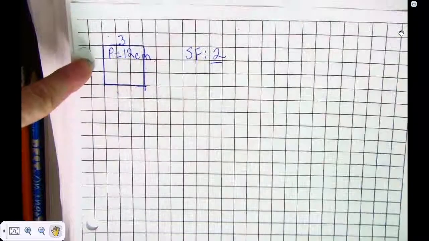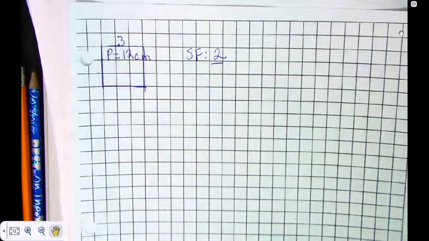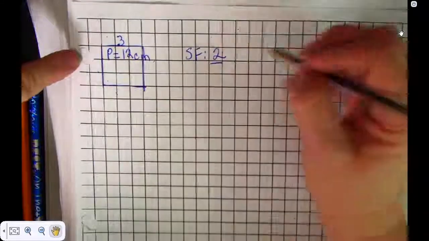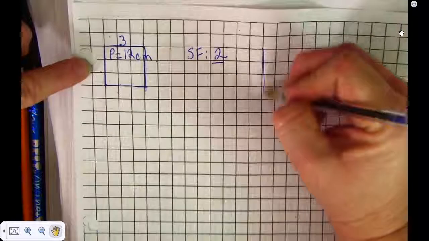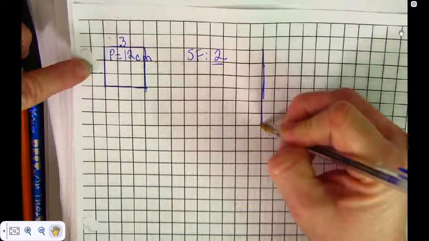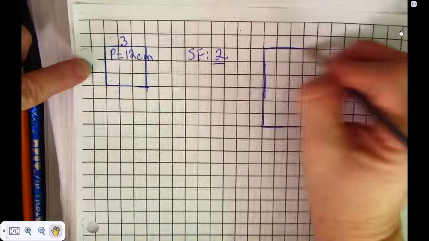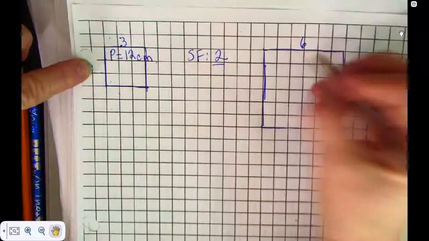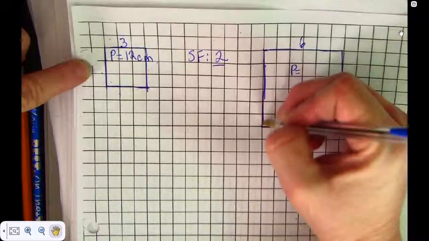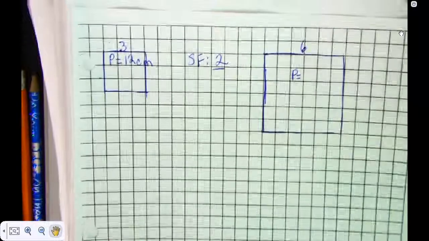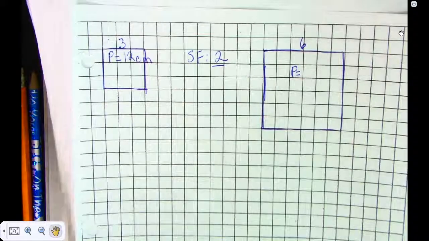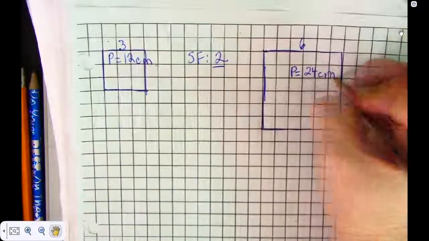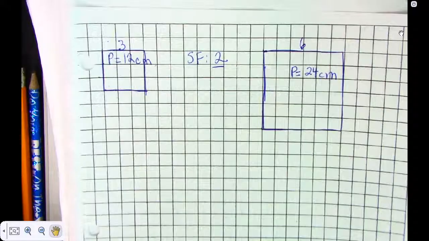When I say the scale factor is 2, what do I mean? I'm going to multiply the dimensions by 2. So 3 times 2 is 6. So we're going to come over here and draw us a 6 by 6 square. And we're going to write the perimeter in there. So what's the perimeter? Because 6 times 4 is 24.